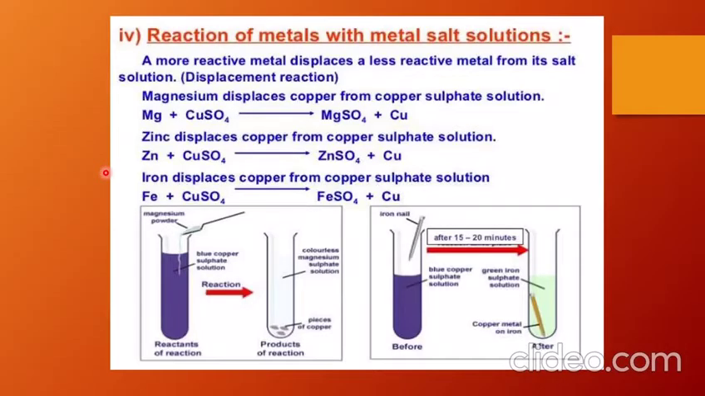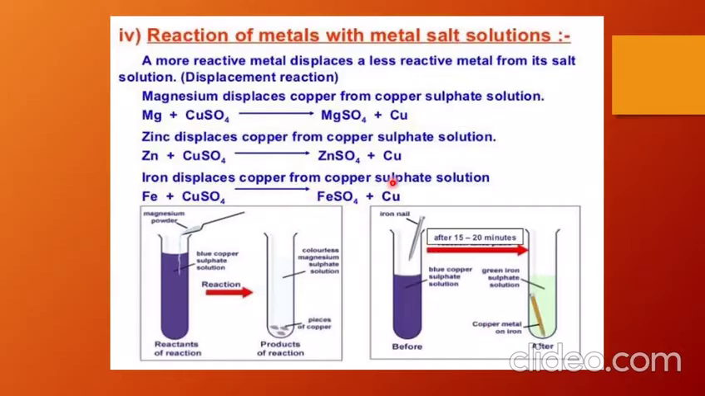Okay. Now next is reaction of iron with copper sulfate solution. These are the iron nails. We will take one iron nail and we will put it in the blue copper sulfate solution. After 15 to 20 minutes, what we will see, the green iron sulfate solution is formed and the copper metal has a reddish layer deposited over it. It means iron has displaced copper from copper sulfate solution to form FeSO4, that is iron 2 sulfate, which is green in color, plus copper, which is reddish brown in color.